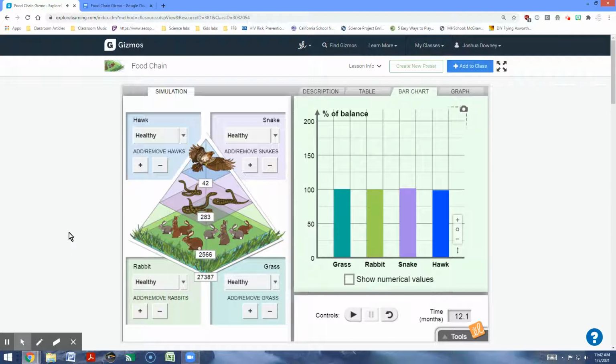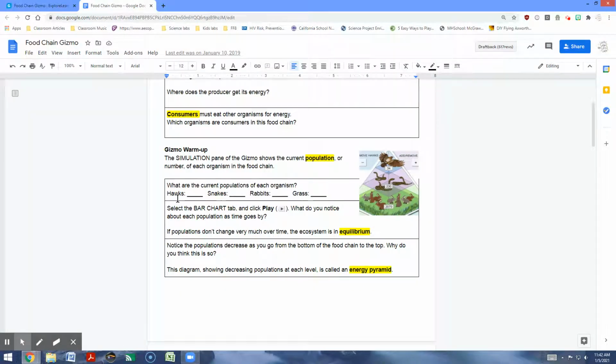All right, now what do we notice? Well, our hawks stayed the same. A little bit more rabbits. Grass, a little bit more. Snakes increased a little bit. So all in all, not much changed. If the populations don't change very much, and this is the point, our ecosystem is in equilibrium. What that means is that it's balanced. It's well balanced. Everything is in a state where it doesn't overpopulate something else.